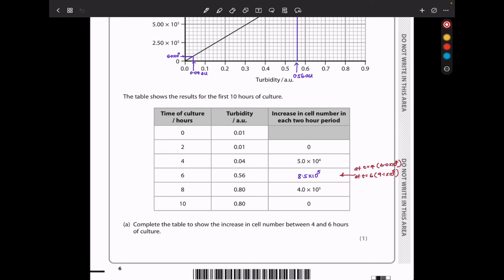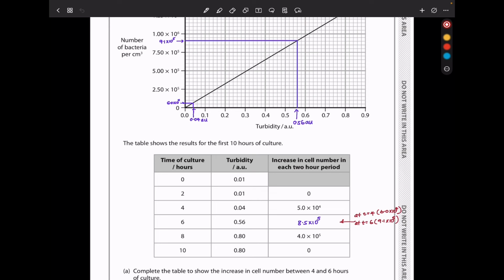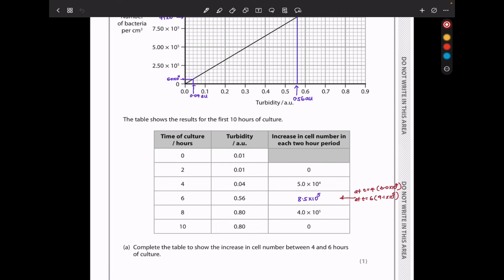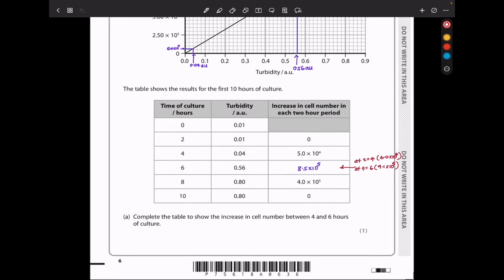So they say complete the table to show the increase in cell number between 4 to 6 hours of the culture. At 4 hours, we can see we have 0.04, which is going to be this one here. And the number of bacteria is 6.0 times 10^4. The next one is at 6 hours where we have 0.56. That is the turbidity. At 0.56, I got 9.1 times 10^5. So here my answer, which is going to be the increase, is 8.5 times 10^5. Remember again, at 0.04, we have 6.0 times 10^4. The change to give us 9.1 times 10^5 is going to be 8.5 times 10^5. So that's the answer.